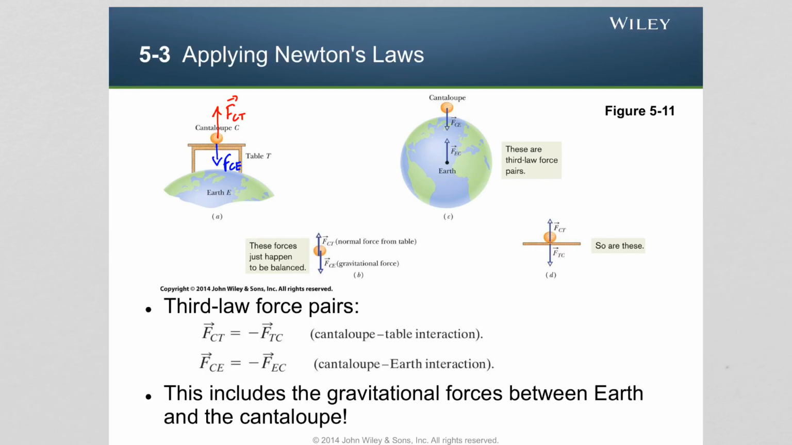Now, there is another set of action-reaction forces present in this configuration, and that is the pair of forces due to the interaction between the cantaloupe and the Earth. The Earth pulls on the cantaloupe with the gravitational force FCE. However, the cantaloupe pulls on the Earth with its own gravitational force FEC, and of course the two gravitational forces are equal to each other.